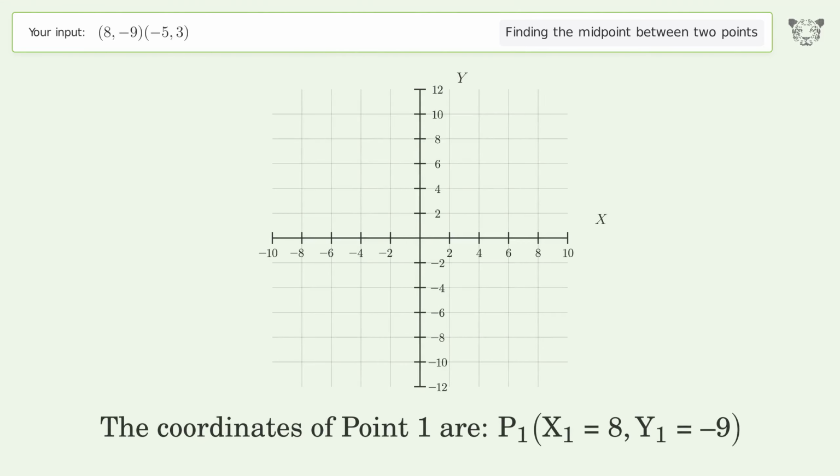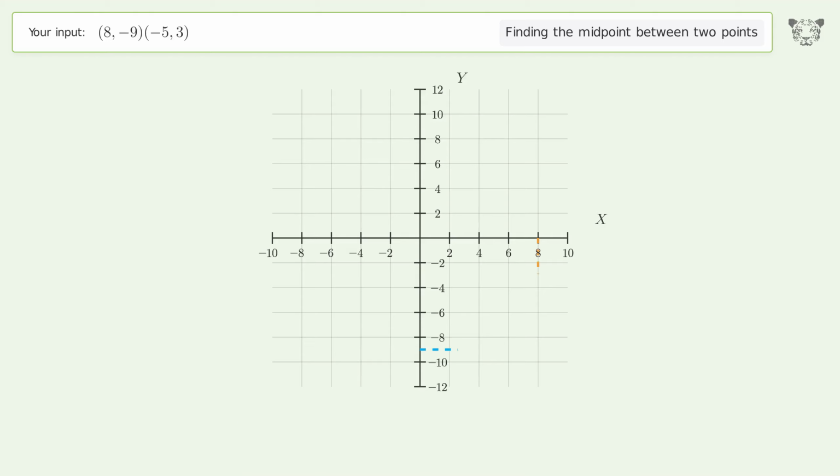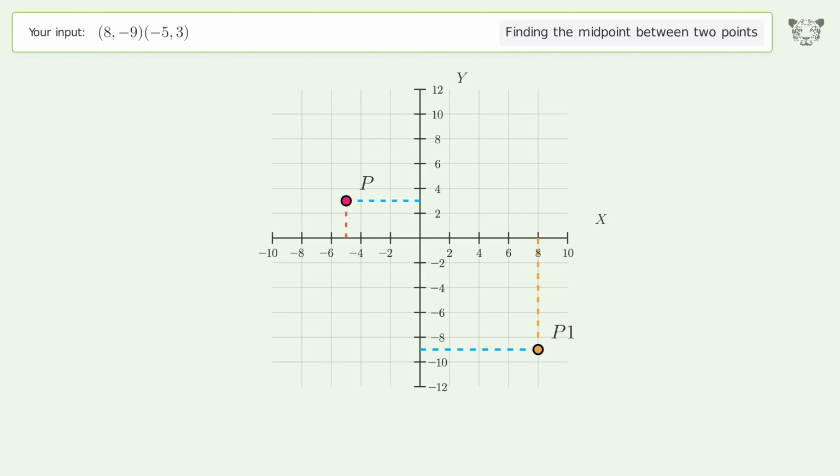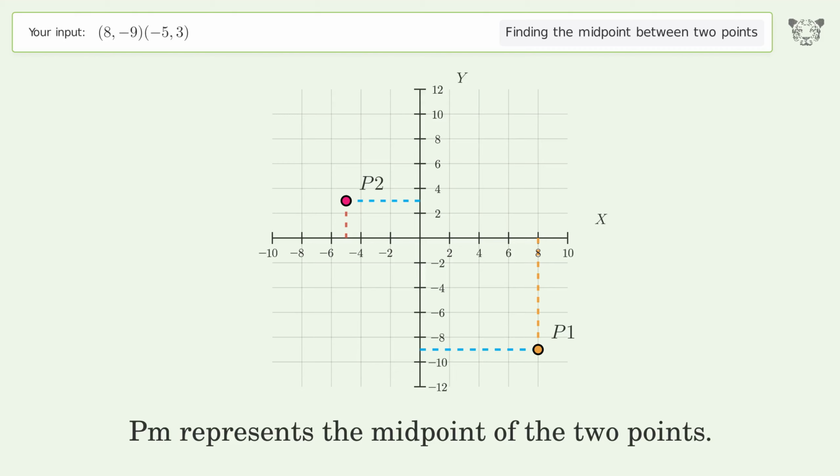The coordinates of point 1 are, x1 equals 8, y1 equals -9. The coordinates of point 2 are, x2 equals -5, y2 equals 3. PM represents the midpoint of the 2 points.